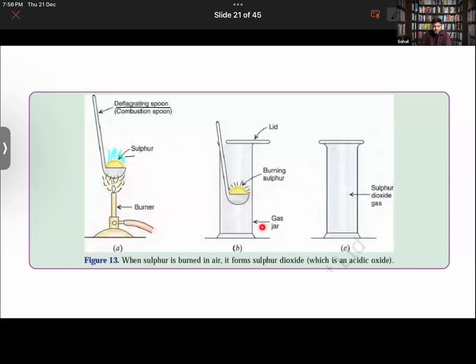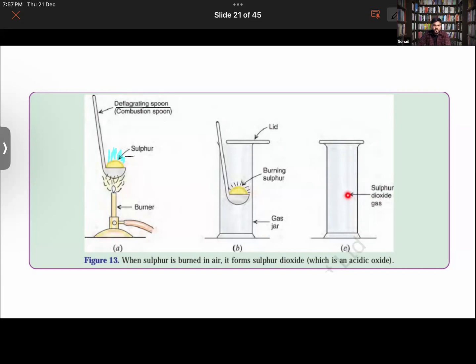Now remove this burning sulfur from here. यहाँ पे sulfur का smoke accumulate हो चुका है अभी. Some smoke of sulfur has accumulated over here. So now let's remove this deflagrating spoon that consists of sulfur and then close this lid. In the third figure you can see sulfur dioxide gas is already here. हमने इसे store कर लिया यहाँ पे.